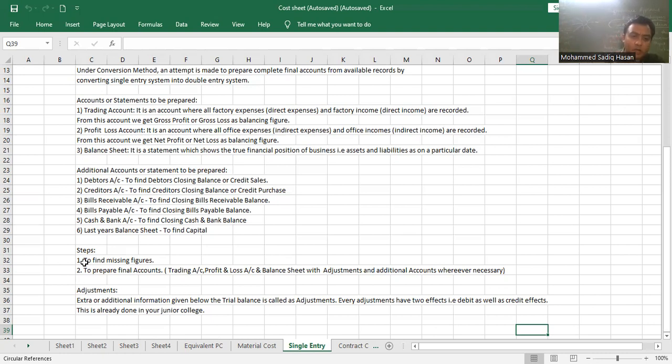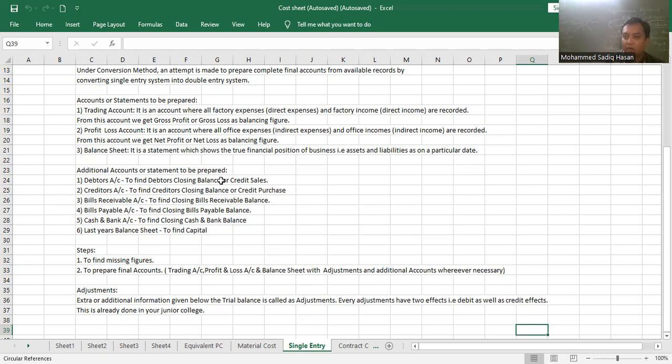So basically there are two steps: finding the missing figures, and how to get the missing figures, which I'm going to show you with these six details we are going to prepare. That is 5 accounts and 1 statement. And after getting all this information, we will proceed with our regular final accounts, that is trading account, profit and loss, and balance sheet. Needless to say, we will be having adjustments also. Okay. So now let's come back to how you will find the missing figures and what accounts we need to prepare.